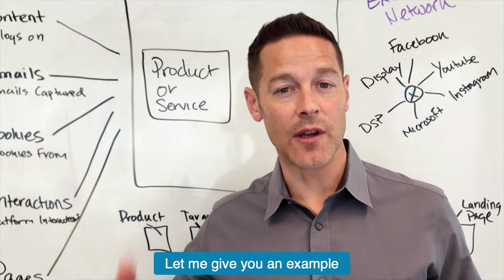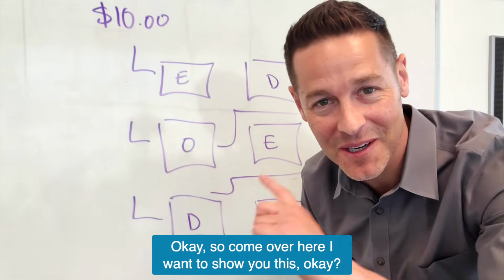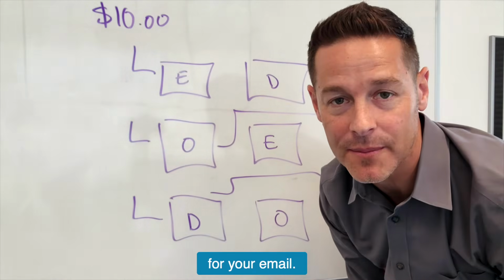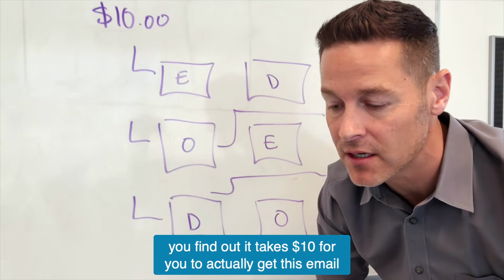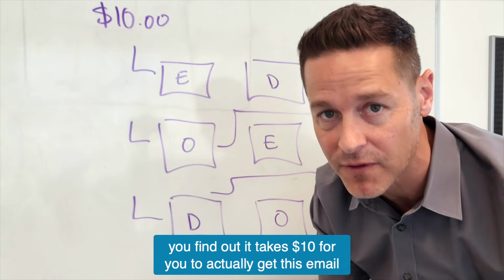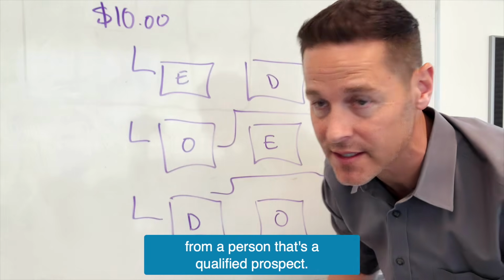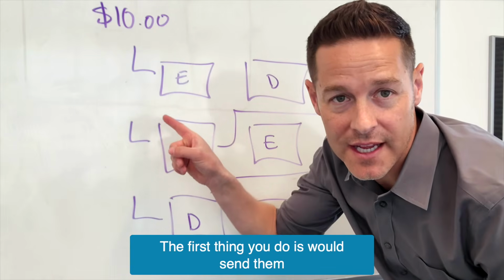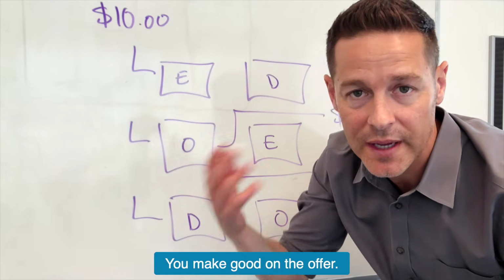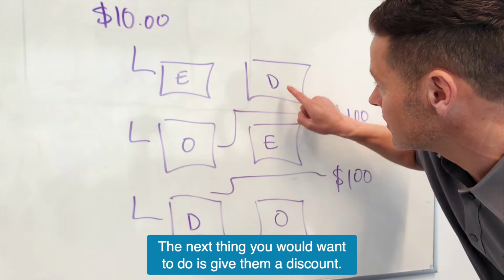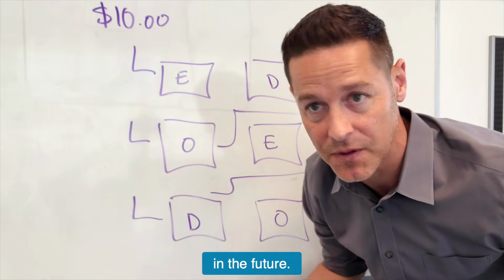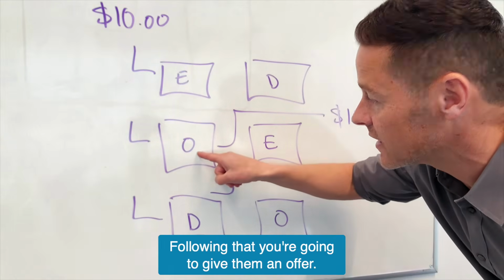Let me give you an example and we'll go to the board behind me. Okay, so come over here. I want to show you this, okay? So say that you get a $10 cost per acquisition for your email. So through your advertising, you find out it takes $10 for you to actually get this email from a person that's a qualified prospect. The first thing you do is send them an educational sequence so they get educational information, you make good on the offer. The next thing you would want to do is give them a discount. Here's a coupon that you could potentially use in the future. Following that, you're going to give them an offer.